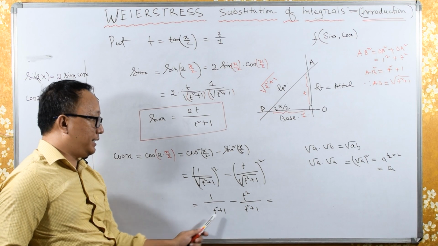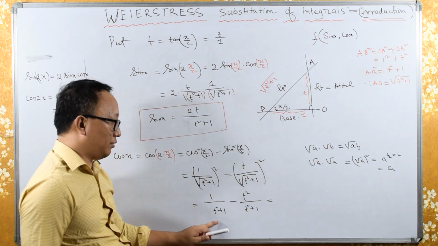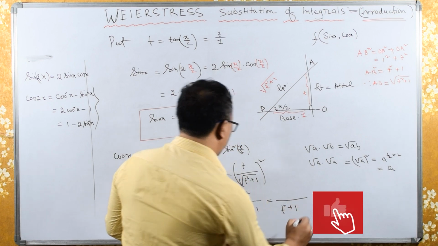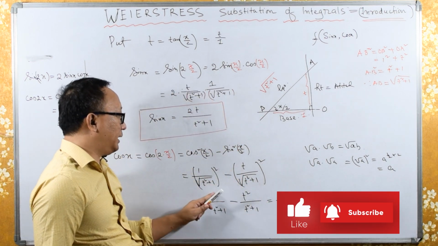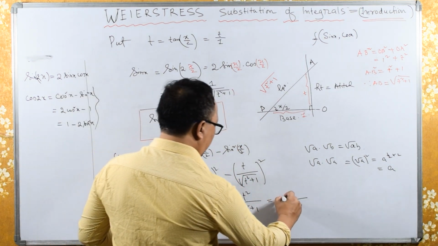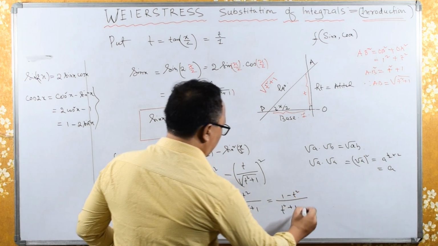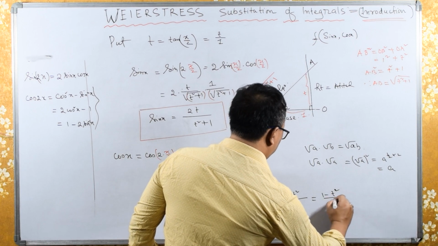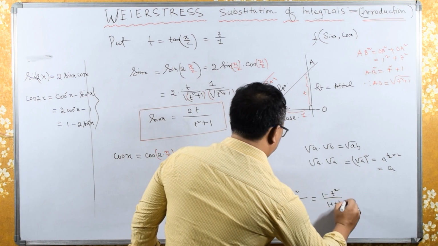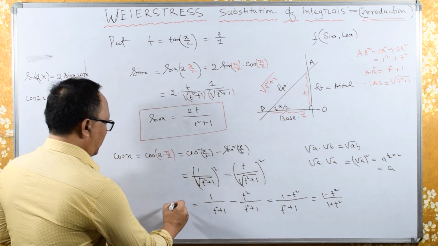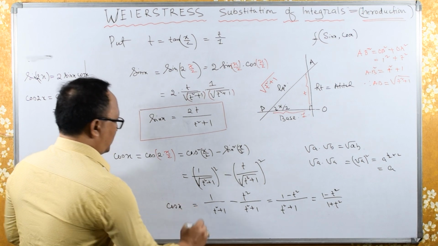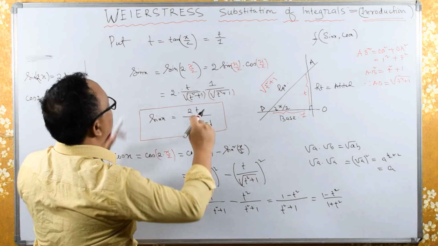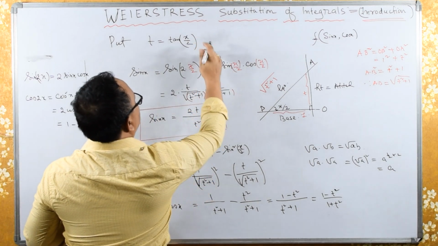Now if I take the LCM, the denominators are the same, so we can keep 1 minus t square, which is the same as 1 minus t square upon 1 plus t square. This is for your cos x.